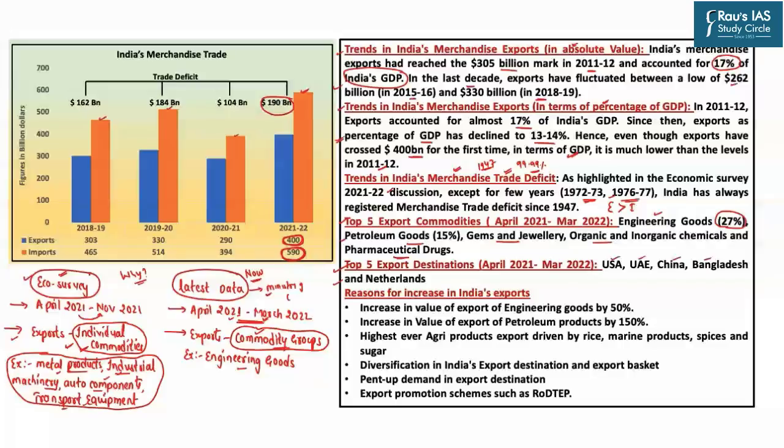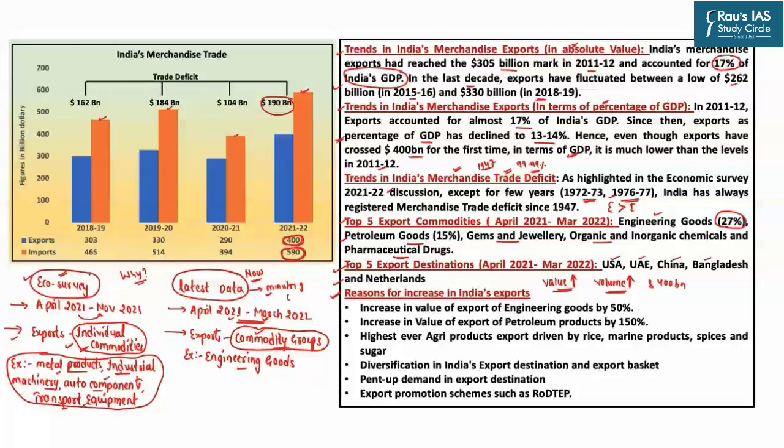Now coming to the reasons for the increase in India's exports to more than $400 billion. Broadly, there are two reasons for the increase in India's exports. First and foremost, there has been an increase in the value of the goods that we have exported to other countries. Apart from that, there also has been an increase in the volume of the goods that we have exported to other countries. So because of the increase in value as well as in volume, India has been able to achieve a milestone of $400 billion worth of exports.